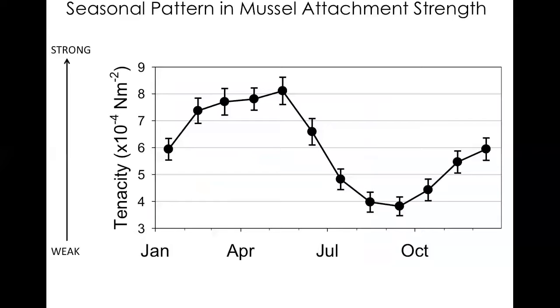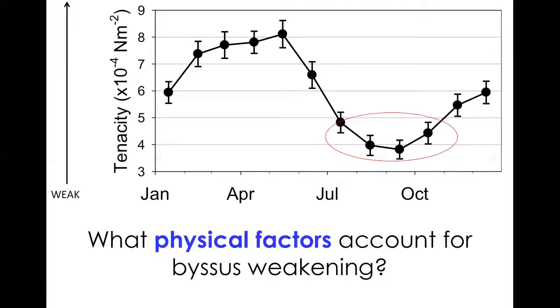So there's seasonal patterns in attachment strength. So here, going out every month and pulling mussels off the rocks, you can measure their tenacity, which is how strongly attached they are. And so weak tenacities mean that there may be more chance that they'll fall off, and being strong increases your chances of staying on. And what we see is that at the late summer, early fall, mussels are at their weakest, and this corresponds to the time that the greatest fall off occurs. However, we don't know what's causing this weakening.